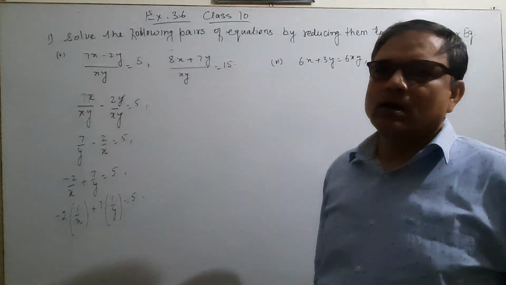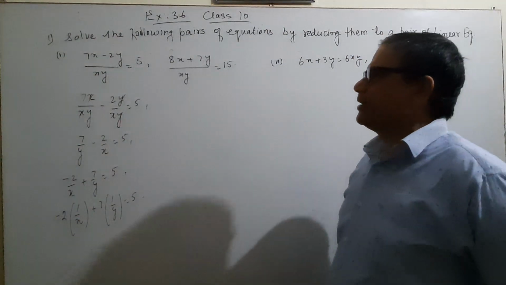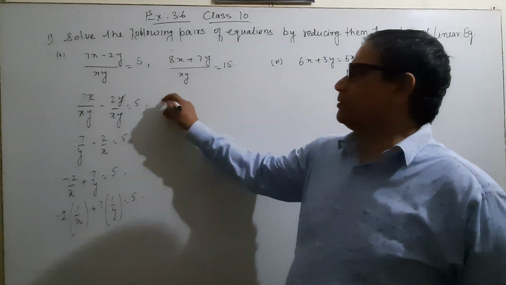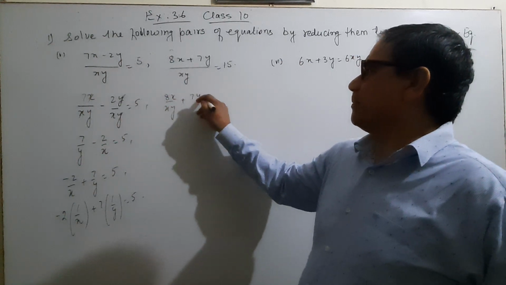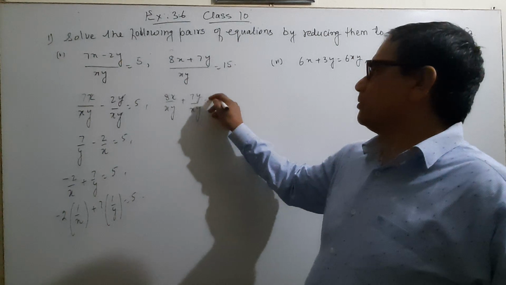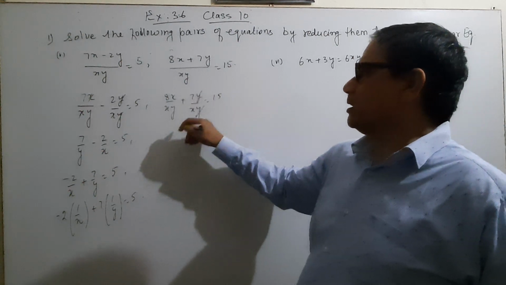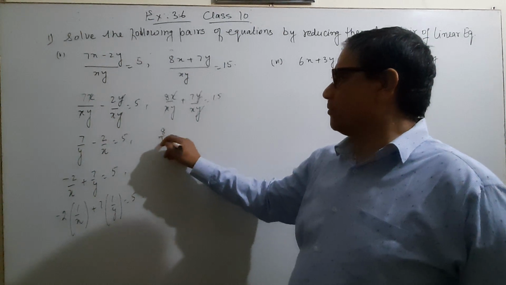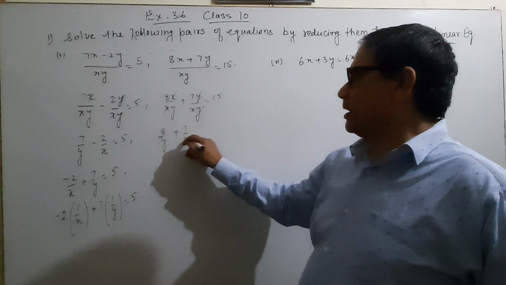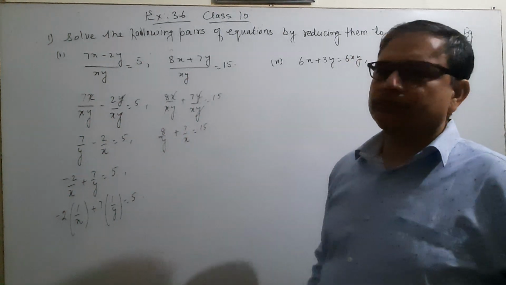Now how can we solve it? We have to write separately. Separate means 8x upon xy plus 7y upon xy is equal to 15. This y cuts, x will cut. What is left? 8 upon y plus 7 upon x is equal to 15.